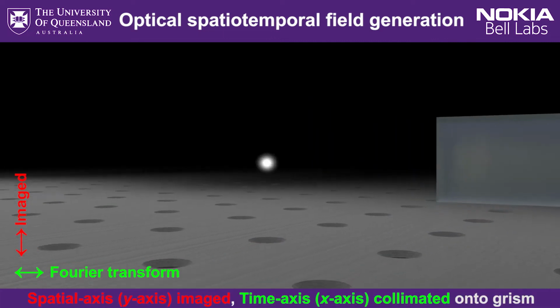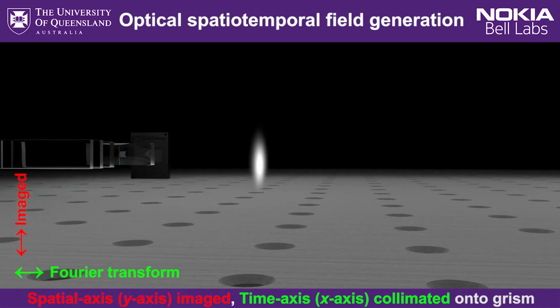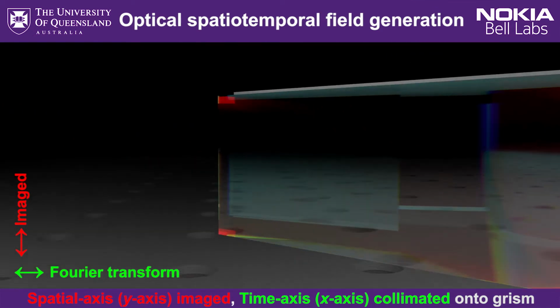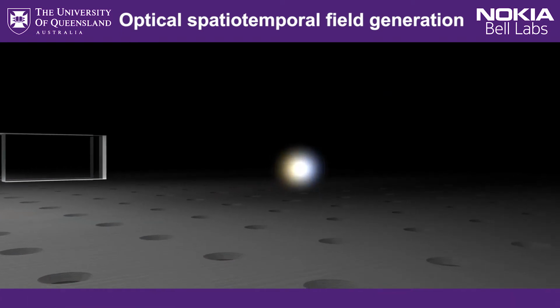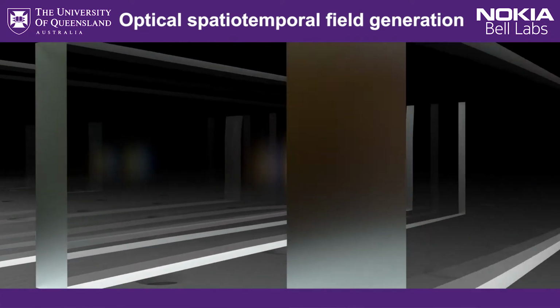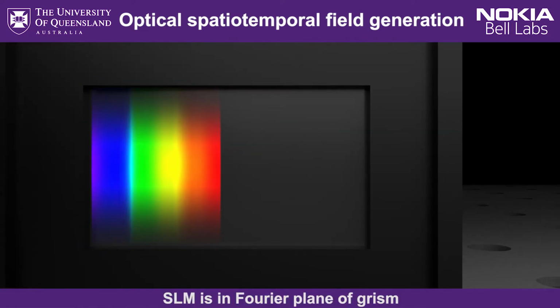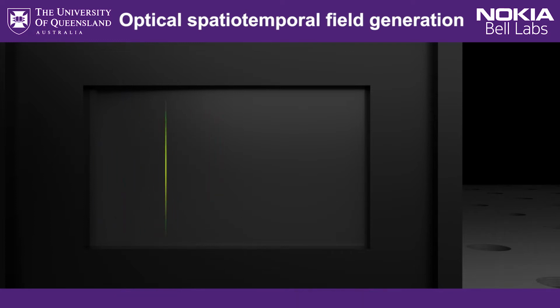Light comes in from the source. 3 cylindrical lenses image the input spot onto the grism along one axis and collimate the spot along the other axis. Through the grism, the beam then travels through 5 cylindrical lenses, which conceptually are doing the job of just a single lens, really. They're just the Fourier transform with some additional resizing in X and Y. On the SLM, we have our spectral components, which have been dispersed across the X-axis by the grating.